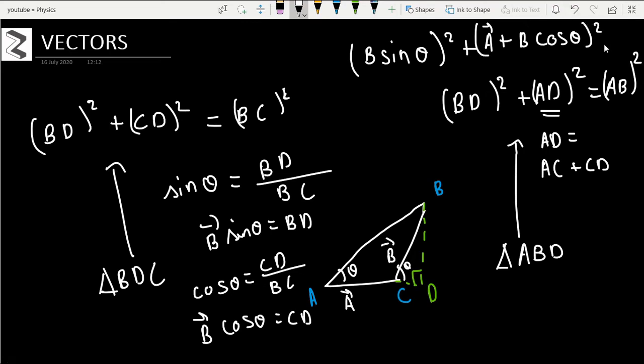And AB is nothing but the resultant. So AB is nothing but the resultant force. We got this because if we look at the triangular law of vectors, we'll get that vector A plus vector B we took as two sides of a triangle. Then the third side of this triangle ABC will be the resultant. So instead of AB we can write R square.